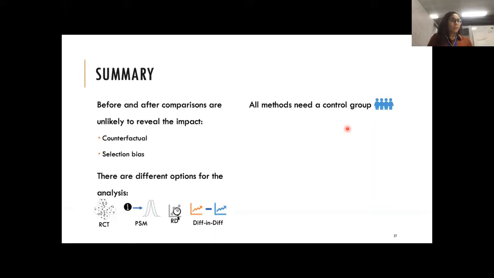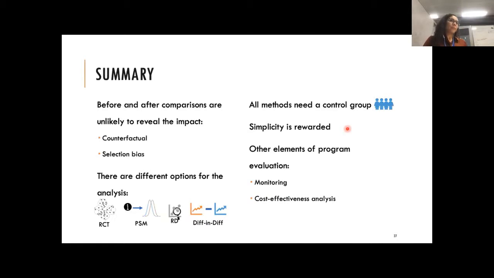So what all these methods have in common is that we need a control group to be able to have some sort of counterfactual. And in the impact evaluation literature, simplicity is rewarded. So in this literature, basically, if you need to go to really fancy methods, it means something went wrong when we were doing the evaluation.